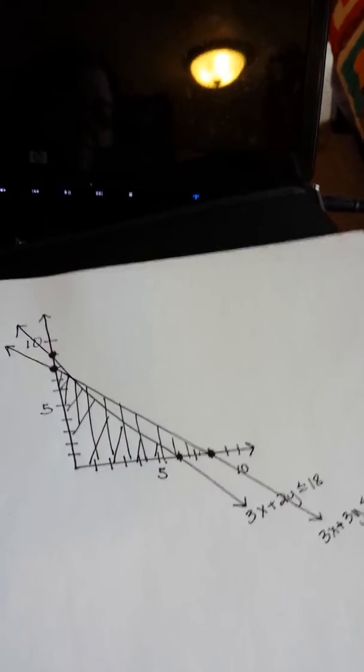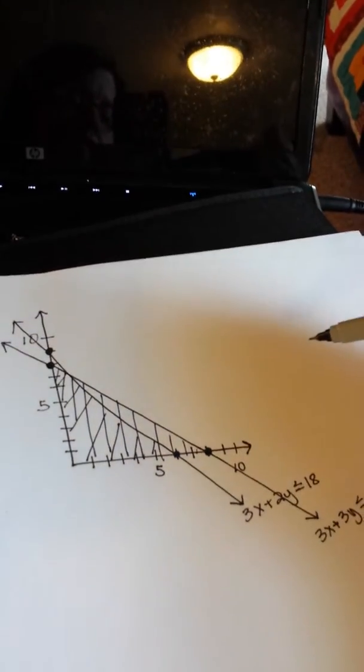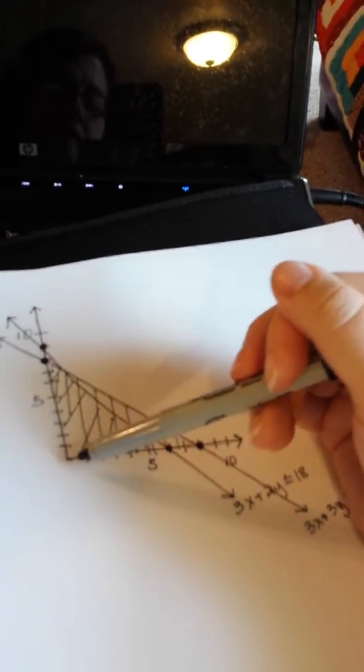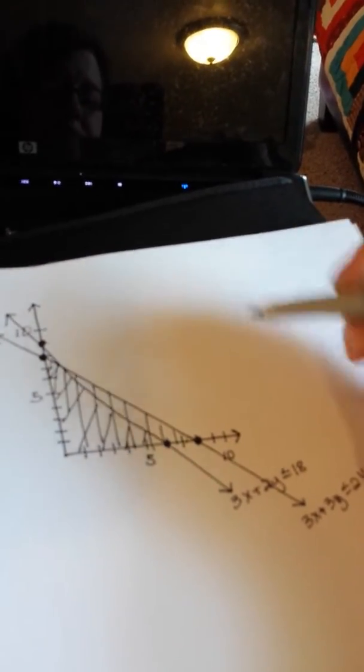Now we did have two more inequalities, x is greater than 0 and y is greater than 0, but we actually took care of those already because if you'll notice I only drew the first quadrant. So in the first quadrant, all of our x values are greater than 0 and all of our y values are greater than 0.